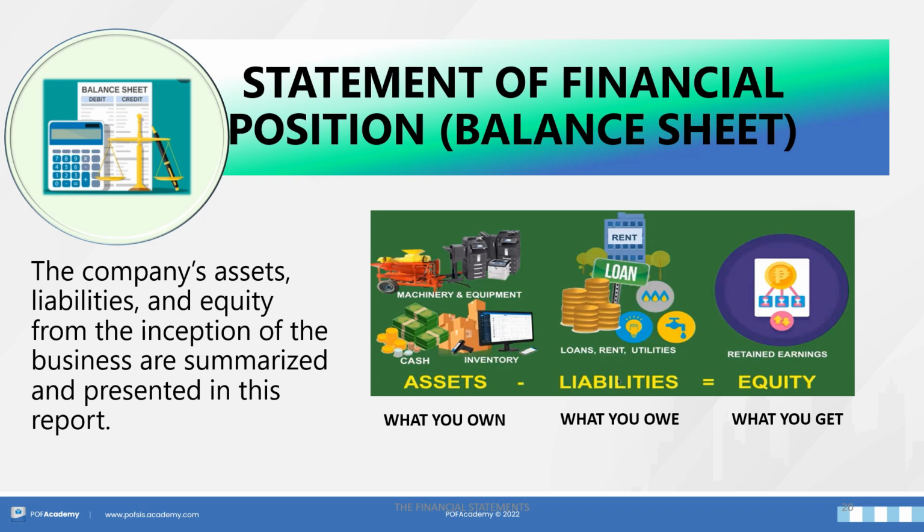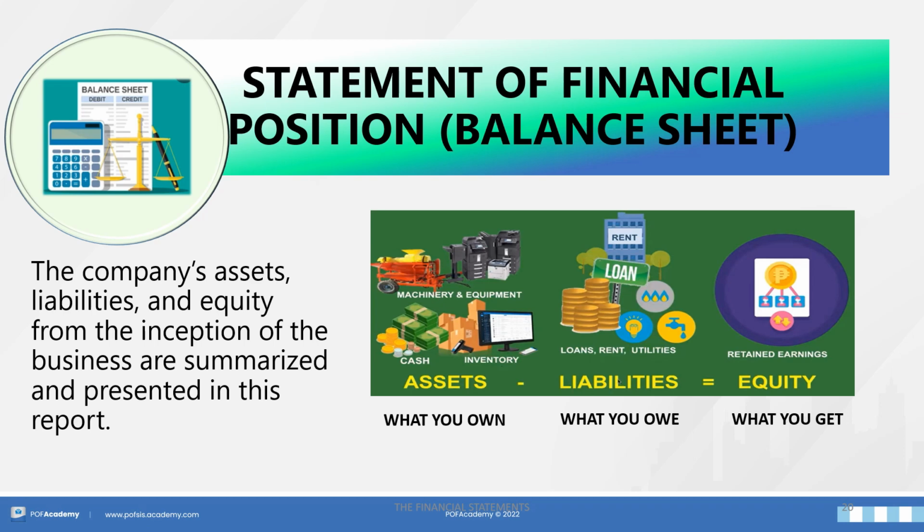The balance sheet is categorized into three. We have assets, liabilities, and equity. The general equation is assets less liabilities is equal to equity. What are assets? These are things the company owns, such as cash, marketable securities, inventories, property, plant, and equipment, and the like. We will discuss assets later one by one.